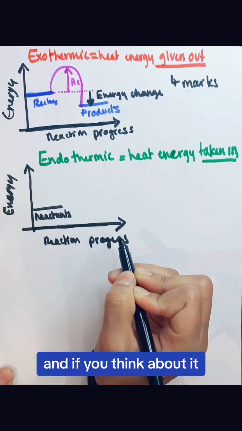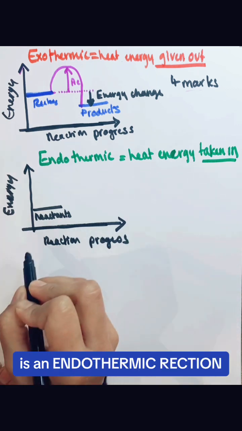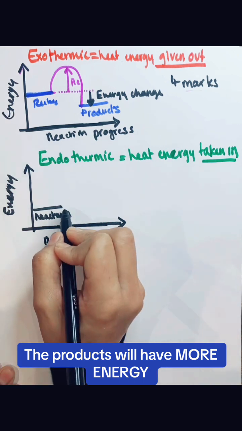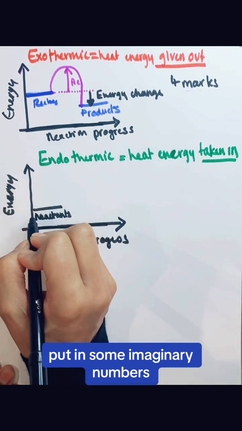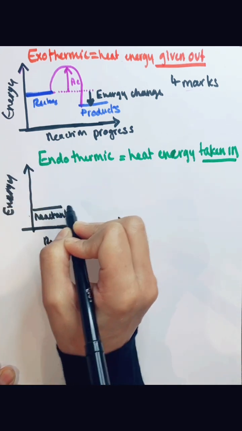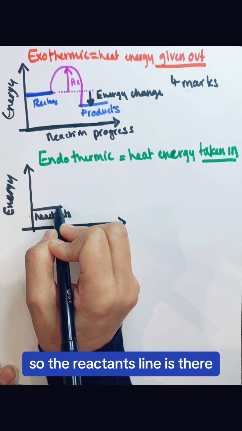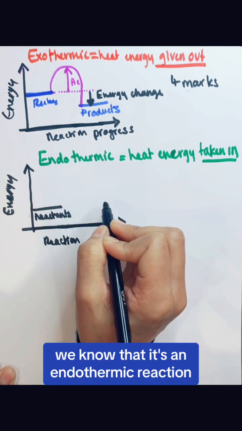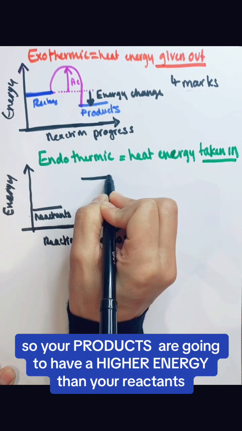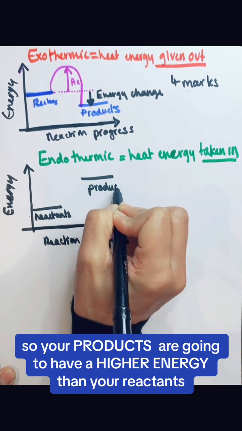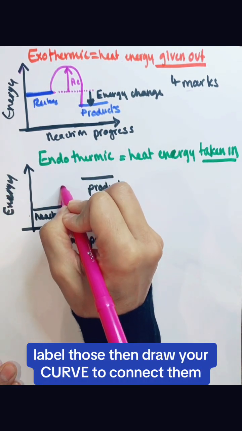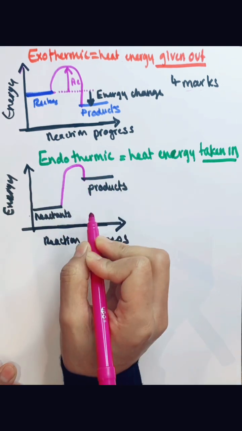And if you think about it, it's an endothermic reaction. It's taken in heat energy, so the products will have more energy. And if this is a scale, put in some imaginary numbers: 50, 100, 150, 200. So the reactants line is there. We know that it's an endothermic reaction. Heat has been taken in, energy has been taken in. So your products are going to have a higher energy than your reactants. Label those. Then draw your curve to connect them.